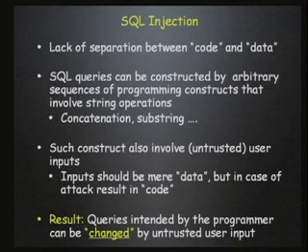User input, input coming from the user that's untrusted, is influencing the query. In the example, we had an OR coming from the user, which allowed the query to be changed, right? So SQL queries can be constructed in a program by an arbitrary sequence of programming constructs, and these involve string operations like concatenation, substring, and so on. And such constructs do involve untrusted user inputs.